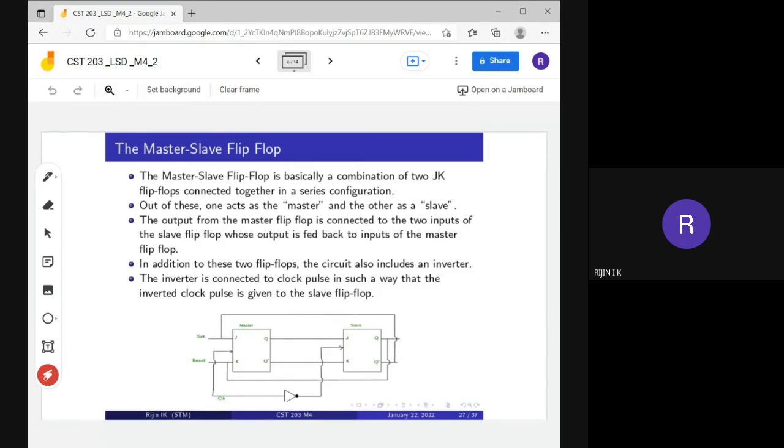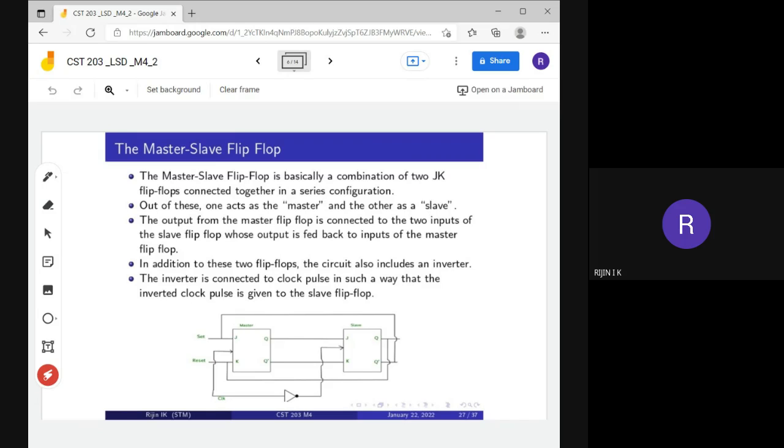What was race around condition? Race around condition means in a JK flip flop, if you give both inputs J and K equal to 1, then the output of the flip flop will be continuously changing or toggling during that pulse width. So in that situation, we cannot predict the exact output. So that was a race around condition. In order to solve that issue in the JK flip flop, we are using this master slave flip flop.